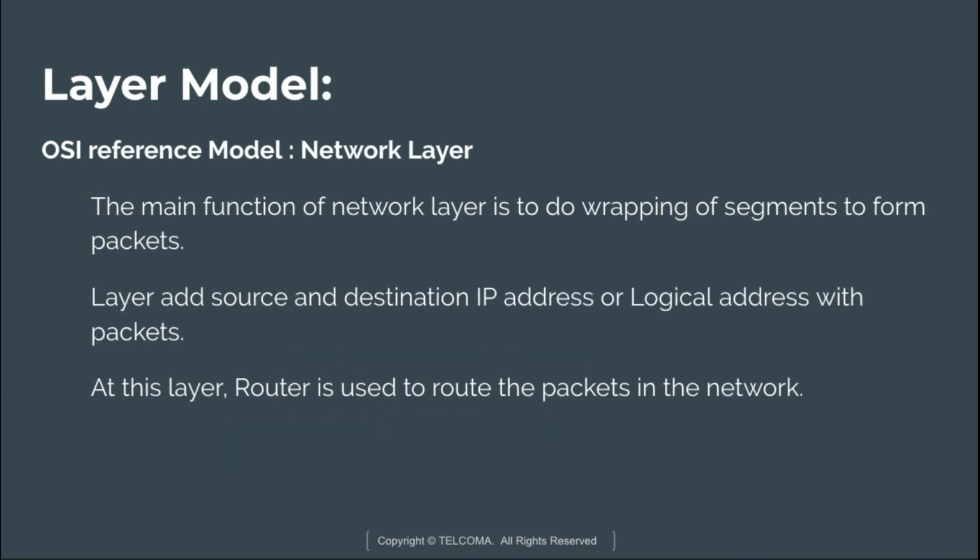Next is the network layer. The main function of the network layer is to wrap segments to form the packet. So here the packet is formed. This layer adds the source and destination IP address, or the logical address, to the packet, and at this layer the router is used to route the packet in the network.